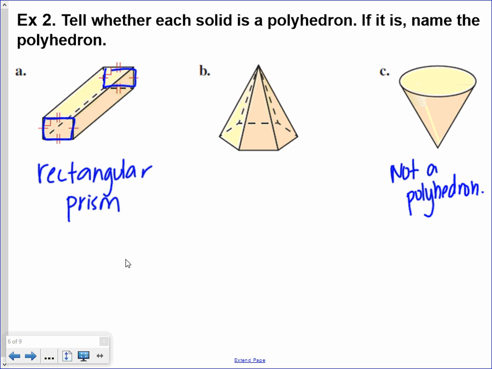B, besides Alex this time, who can tell me if B is a prism or a pyramid? That one's a pyramid, and the shape of the bottom is a hexagon. So I think I heard someone just say a hexagonal pyramid. And then that third one's just not a polyhedron. You don't put cone, just not a polyhedron, or put no. Because it does say tell whether it's a polyhedron.